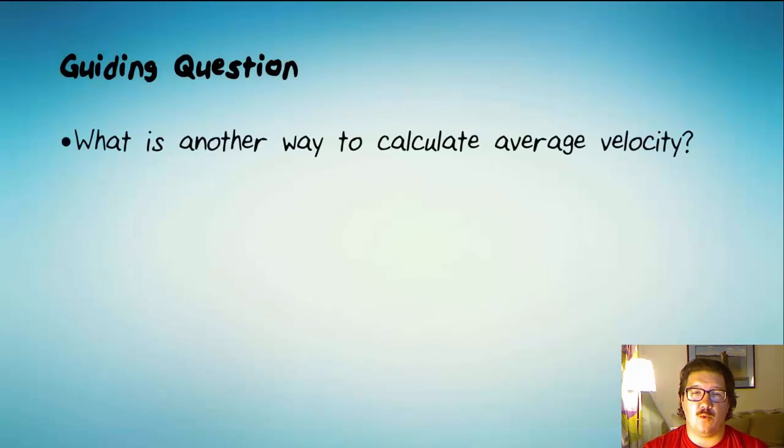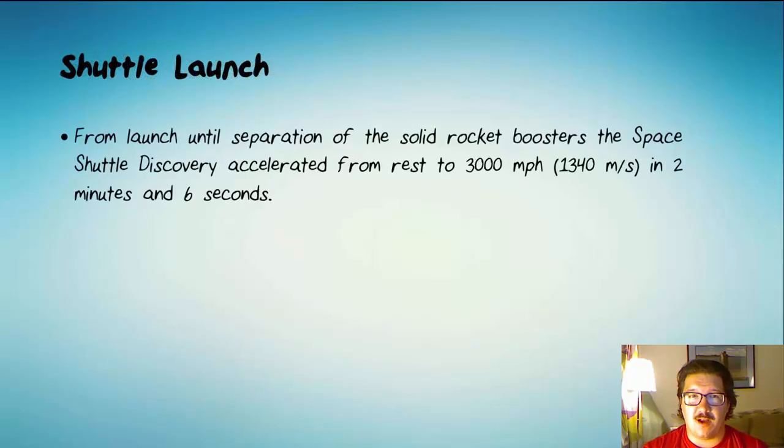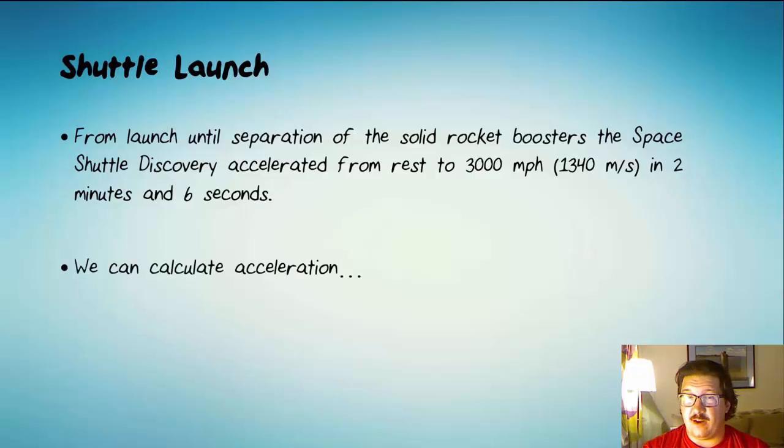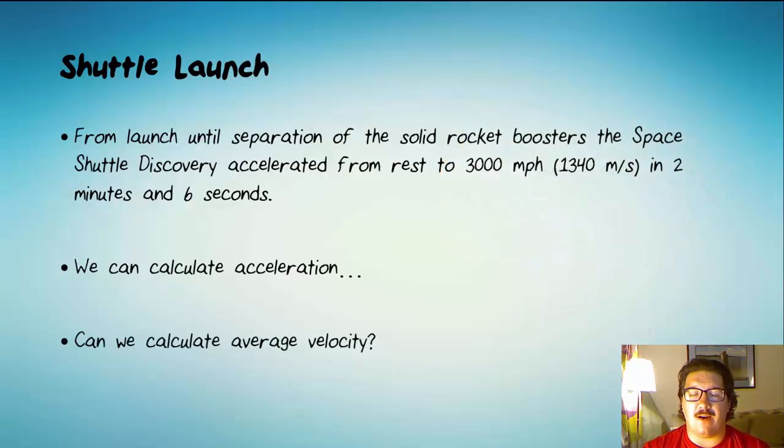The guiding question for this lesson is, what is another way to calculate average velocity? So if we look at that shuttle launch, from launch until the separation of the solid rocket boosters, the Space Shuttle Discovery accelerated from rest to about 3,000 miles per hour, which is 1,340 meters per second, in about 2 minutes and 6 seconds. From that data, we could definitely calculate the acceleration if we wanted to, but we don't particularly care about that. Could we calculate the average velocity?